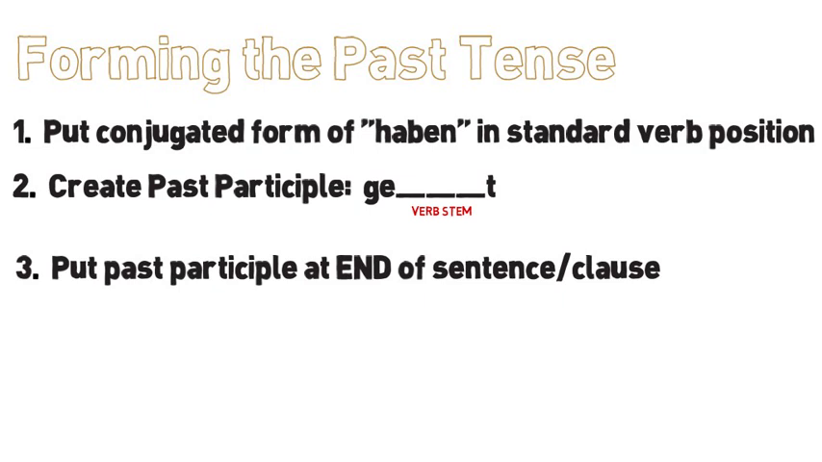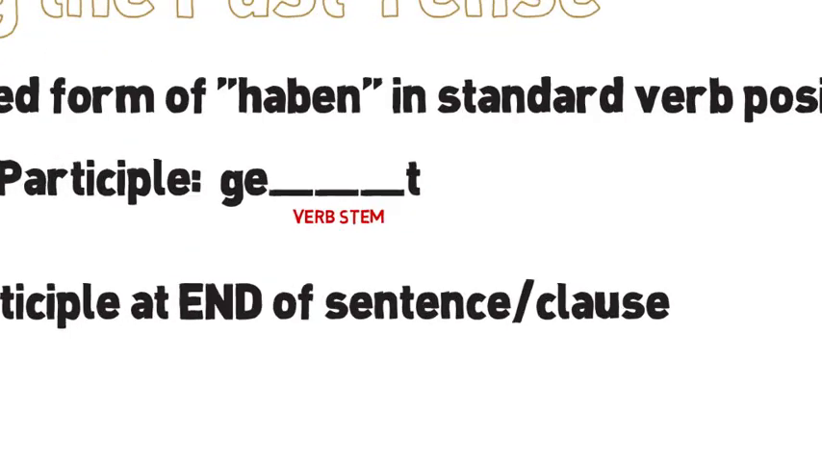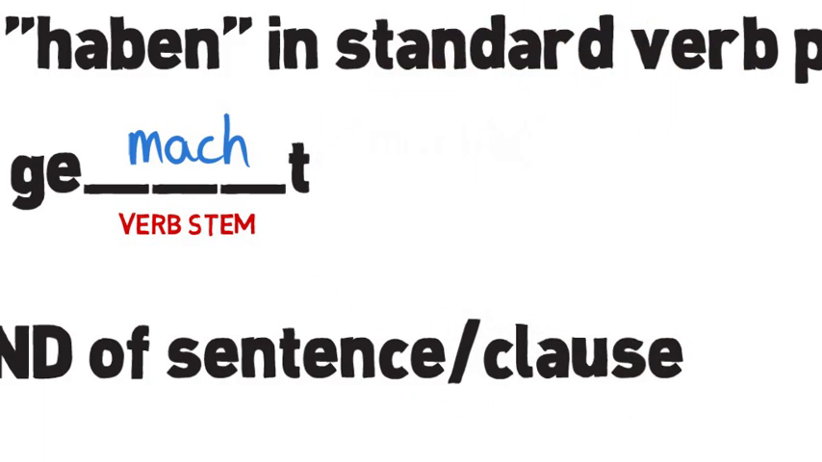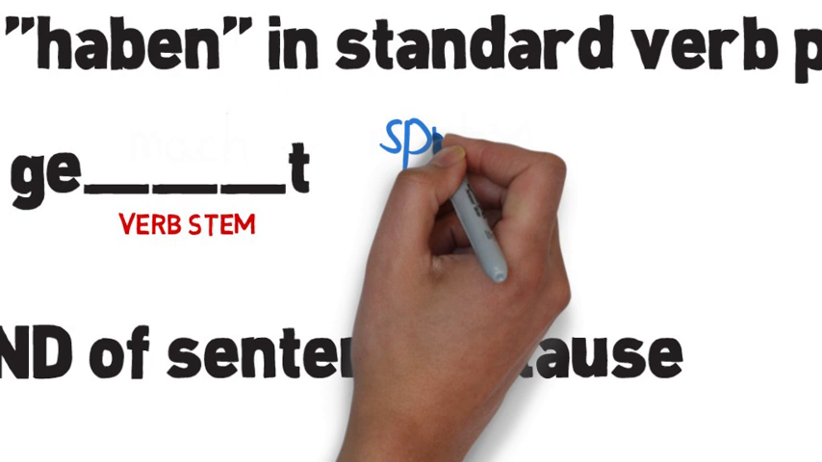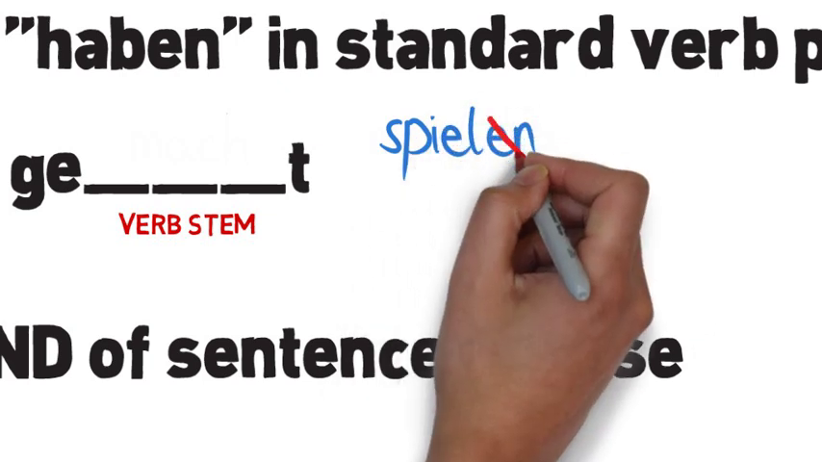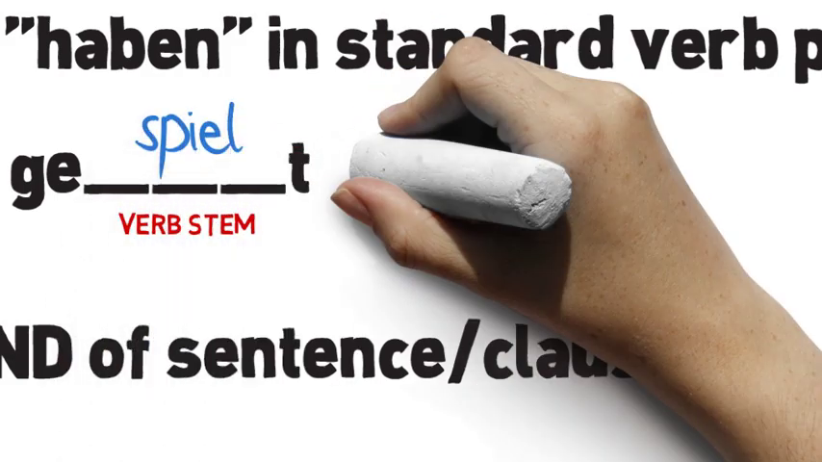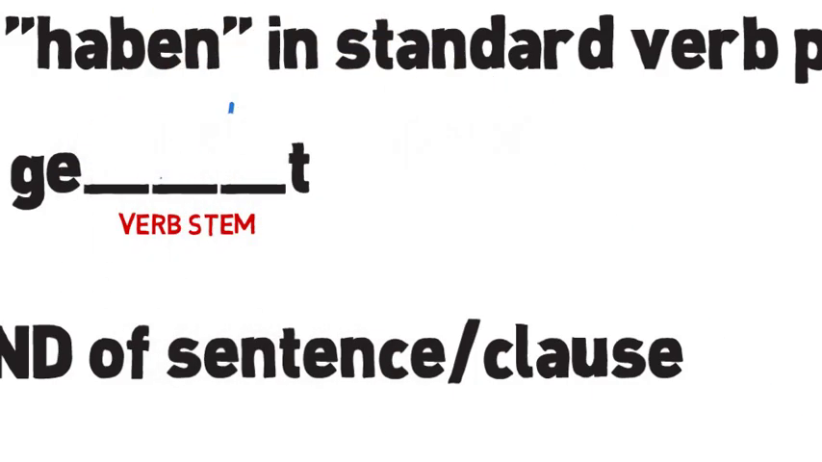Now, let's go into a little more detail about how to actually create that participle. Let's take the infinitive verb machen. We'd remove the en to get the stem, so the past participle of machen is therefore gemacht. With the verb spielen, we again remove the en and create the participle gespielt. With küssen, same principle applies. We'd remove the en, and the participle would become geküsst.